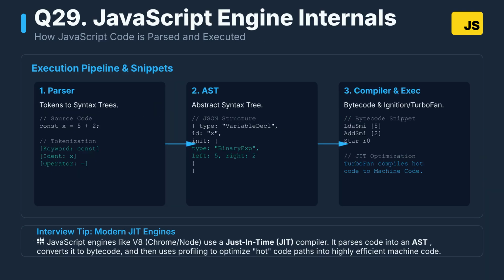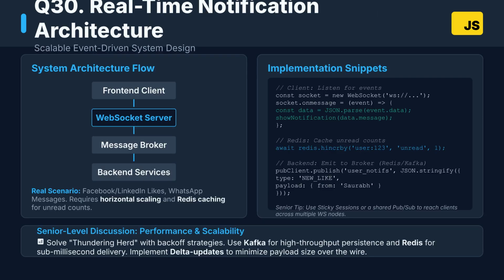Moving on to question 29. JavaScript engine internals. Engines like V8 parse your code into an abstract syntax tree, or AST. This tree is then converted into bytecode, which is executed and optimized using a just-in-time compiler for high-performance machine code. Question 30. Real-time notification architecture. Scalable systems rely on WebSocket servers for bidirectional communication, often combined with a message broker like Redis or Kafka, to manage event delivery across multiple server instances.